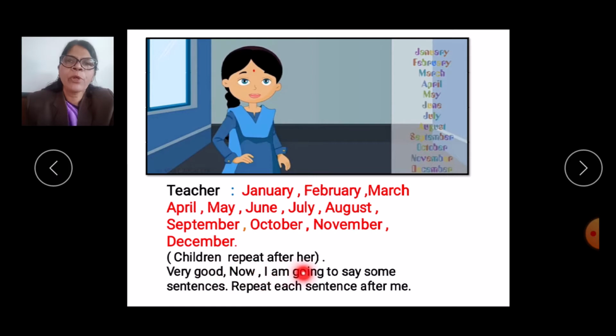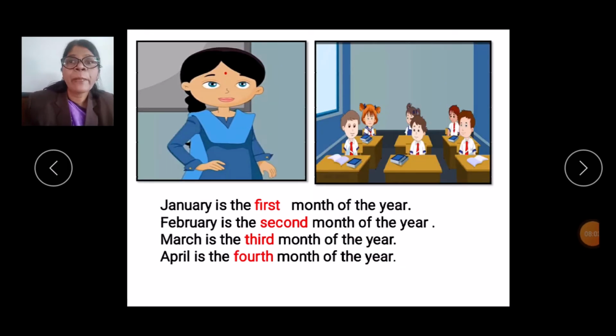Now I am going to say some sentences. Repeat each sentence after me. Now in my previous slide, the first slide I showed you: January is the first month of the year. February is the second month of the year. March is the third month of the year. April is the fourth month of the year. So the teacher is teaching them, and the children repeat after the teacher.